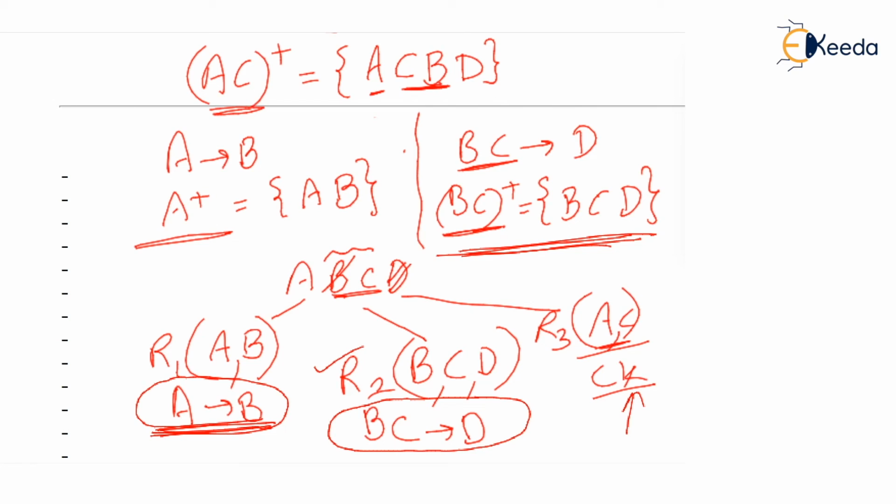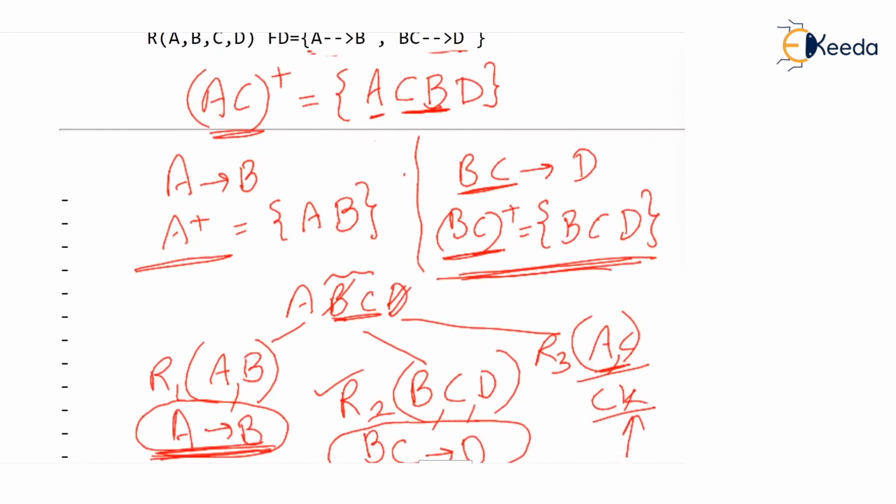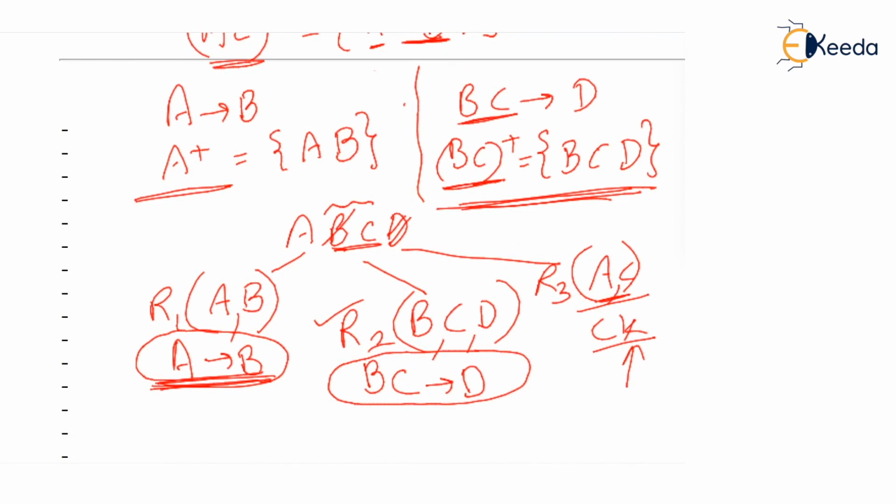So now this table R was split into three tables, R1, R2, R3, and none of them contain partial dependencies. So now R1, R2, R3, all three tables are in 2NF. Thank you very much.